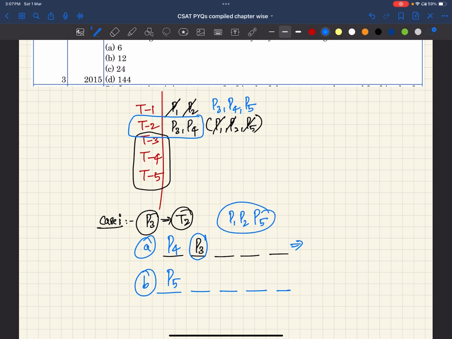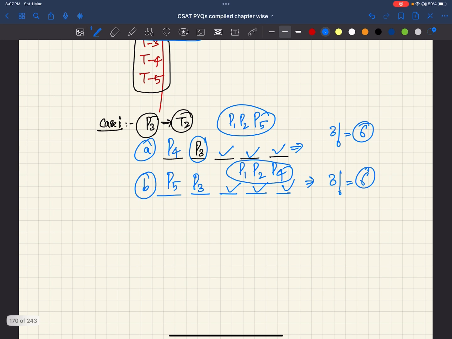3 members, 3 positions, and we are arranging. That means 3 factorial, that is 6. Here, P3 is fixed. And how many values can we take here? P1, P2, P4. So 3 people, 3 places, arrangements, 6. Now let's take case 2.